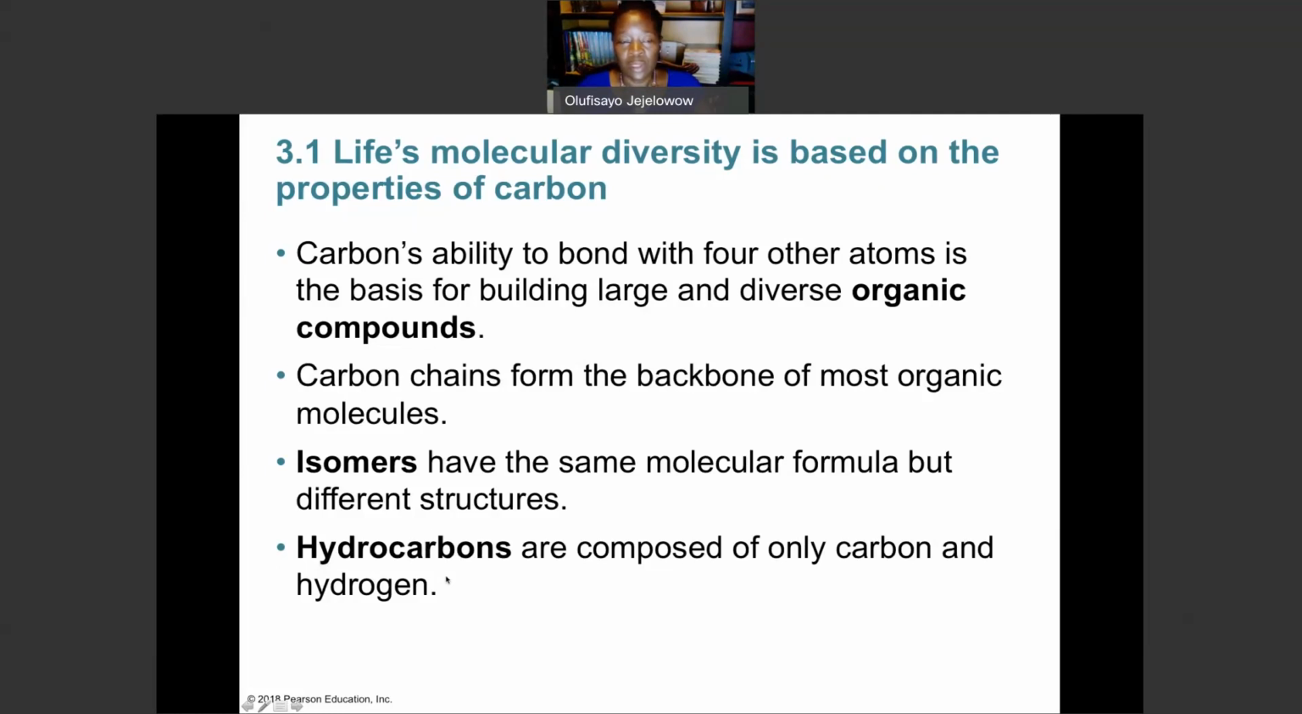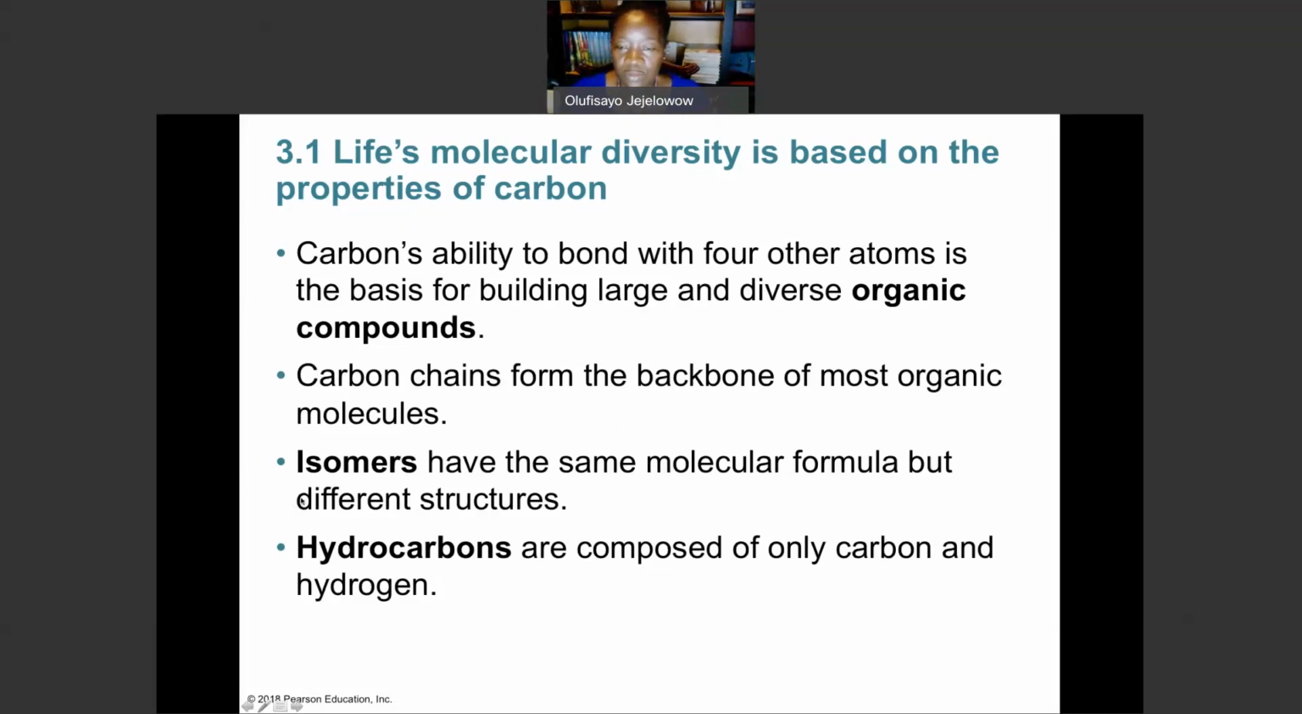Hydrocarbons that have all of the carbon electrons covalently bonded to hydrogen are alkanes. Sometimes there's not enough hydrogen, and so the carbon can share 2 electrons and form double bonds, and we would have hydrocarbons that are called alkenes.